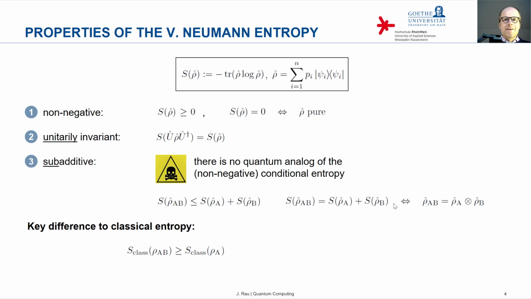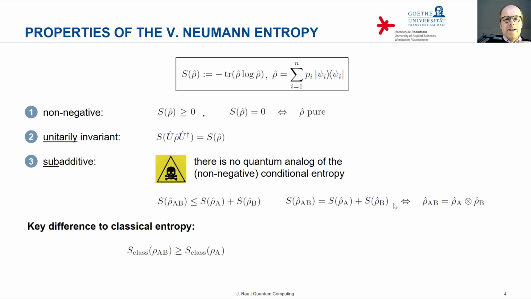And due to the fact that this conditional entropy is no longer well defined and certainly not guaranteed to be non-negative in the quantum case, you no longer have this inequality. It is no longer guaranteed in the quantum case that the entropy of a joint system is greater than or equal to the entropy of a subsystem.